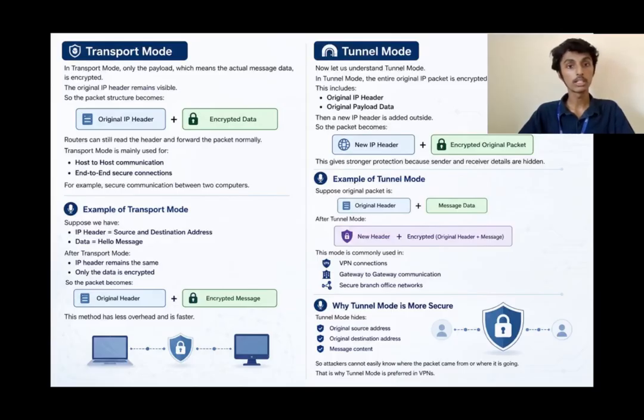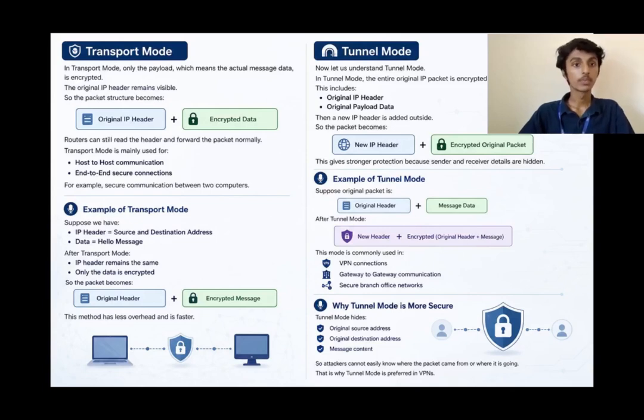Tunnel mode. Now let us understand tunnel mode. In tunnel mode, the entire original IP packet is encrypted. This includes the original IP header and the original payload data, and then a new IP header is added outside. So the packet becomes the new IP header plus the encrypted original packet. This gives you stronger protection because sender and receiver details are hidden.